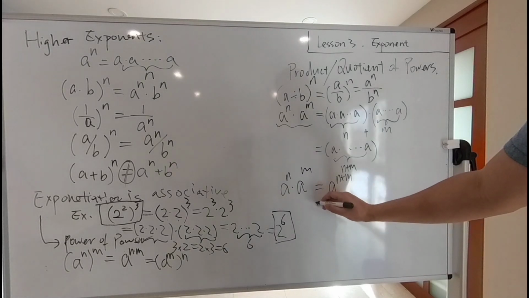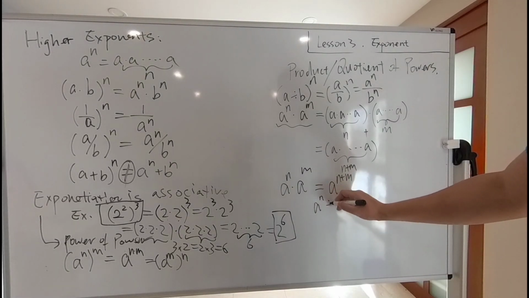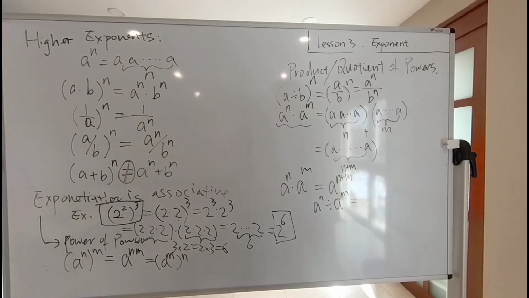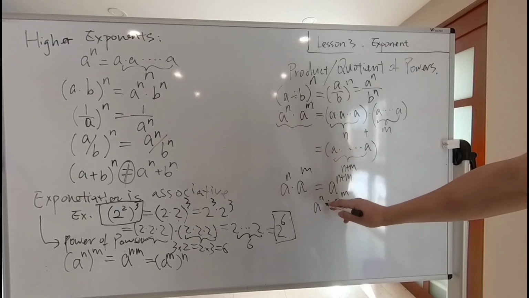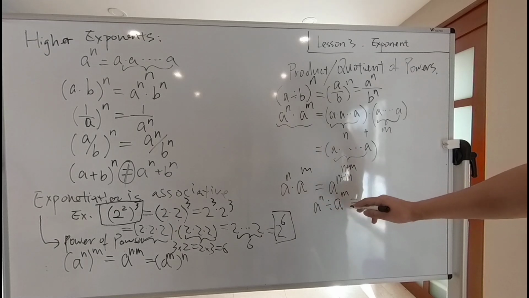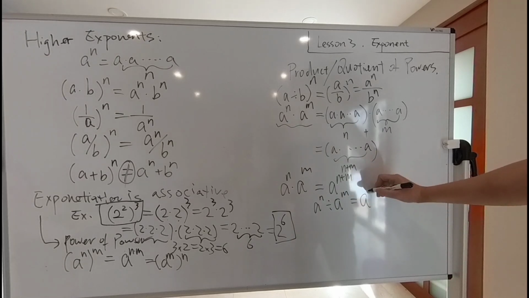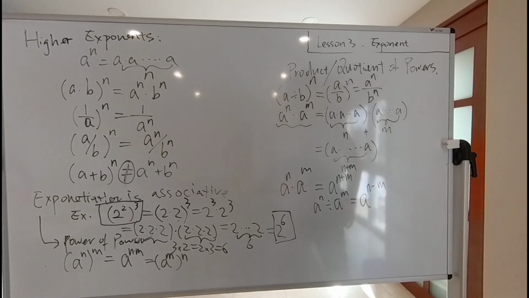And then, I will leave the detailed proof to you for practice, but similarly, for the quotient of powers, if I have a to the nth power divided by a to the mth power, it equals a to the power of n minus m.